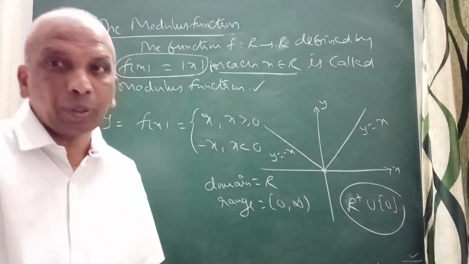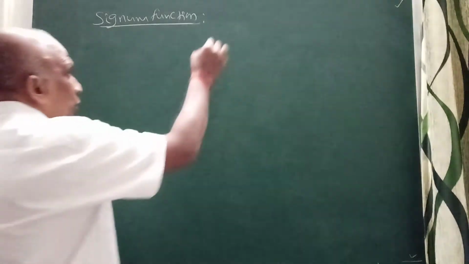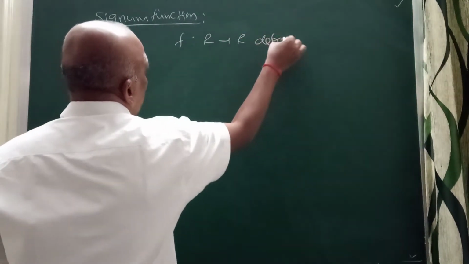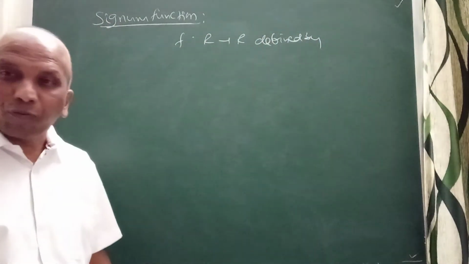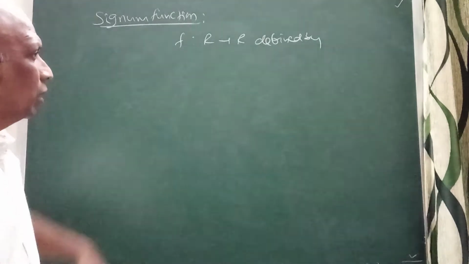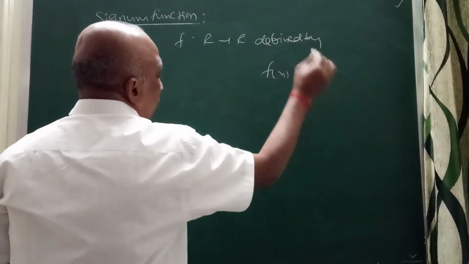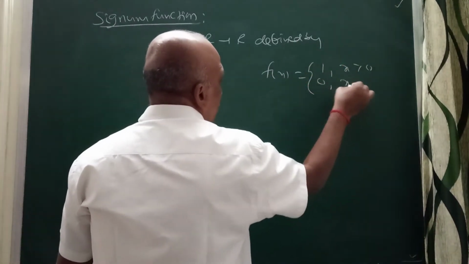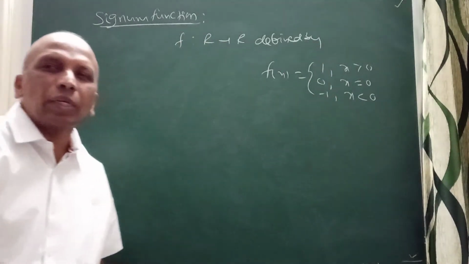Now I will discuss the signum function. Now see the specific function, the signum function. The function f from R to R, defined by f of x equal to 1 when x is greater than 0, 0 when x equal to 0, minus 1 when x is less than 0, is called the signum function.